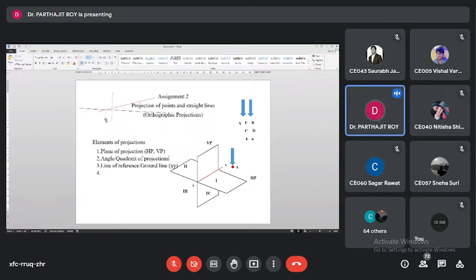So let's draw the perpendicular from the point on the horizontal plane. I get the foot of the perpendicular on the horizontal plane, and I see that the foot of the perpendicular is also at some distance from the vertical plane. Yes or no? Yes, sir.